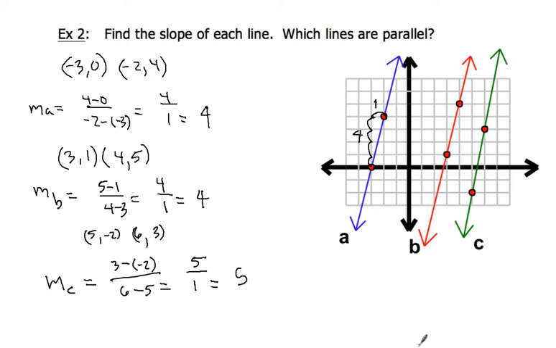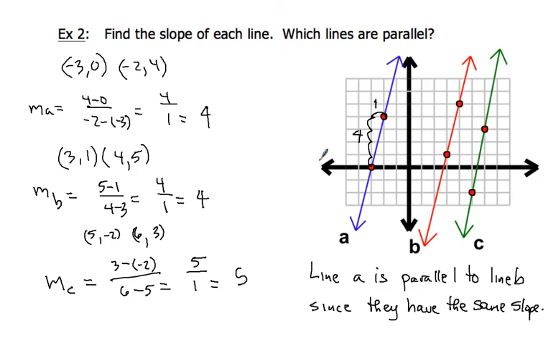So which lines are parallel now? Parallel lines have slopes that are the same, so that means line A and line B are my parallel lines. So when we go ahead to write that, that should look like this. Line A is parallel to line B since they have the same slope. So make sure that you show your work just like that, calculating the slope of line A, the slope of line B, and the slope of line C algebraically, and then be sure that you write a sentence to justify your reasoning.